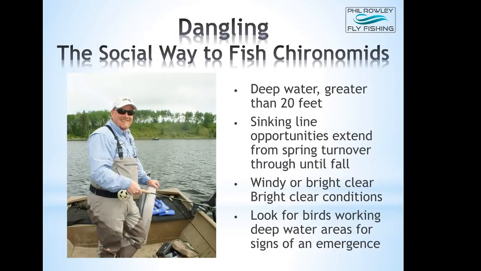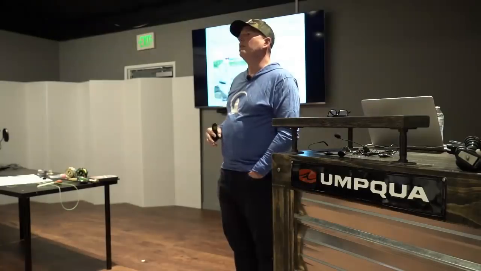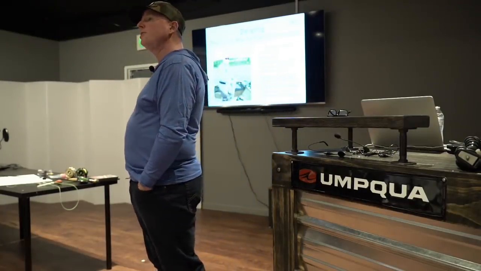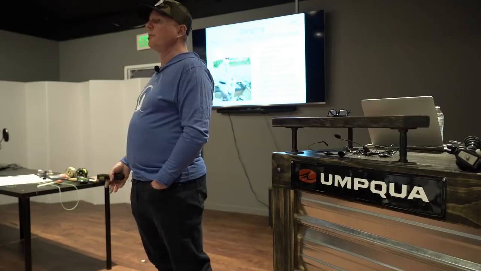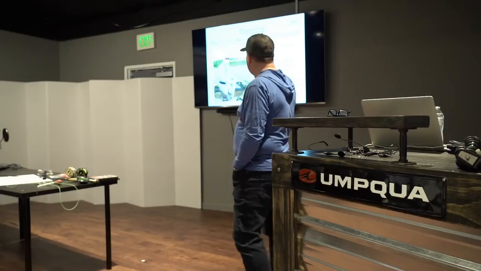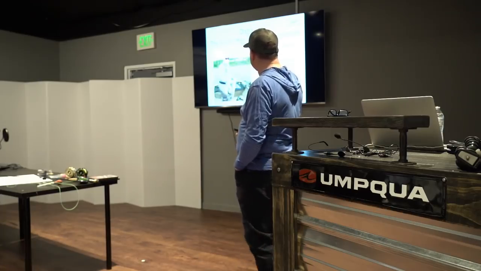The other way we like to fish lakes with fast sinking lines is a technique called dangling. I don't know if you guys have ever done this, but whenever I do on the water chironomid seminars, I have to show this method last. Because if we did this first, nobody would listen to me for the rest of the week or the weekend, because this is fun. You can see I'm like a coiled spring in this picture.